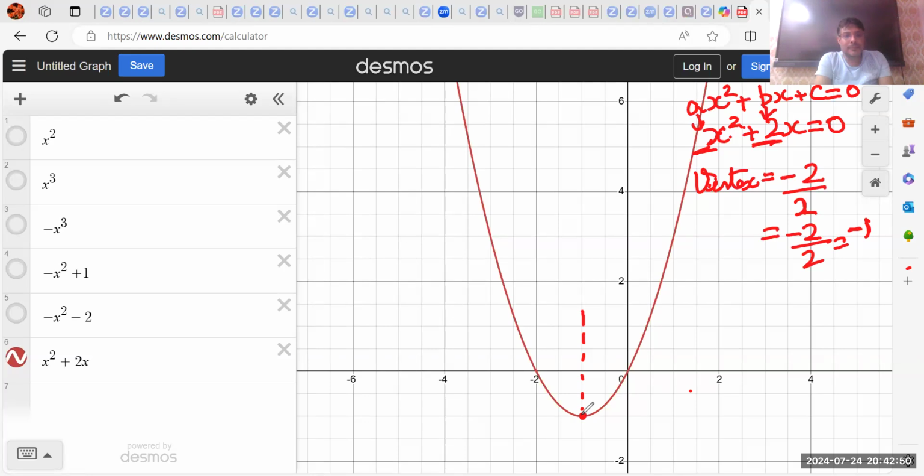Correct? So your x coordinate of the vertex is minus 1. Now guys, just for my curiosity, will anyone like to tell me how will I find the y coordinate of the vertex? Raise your hands if you want to answer. How will I find the y coordinate of the vertex?